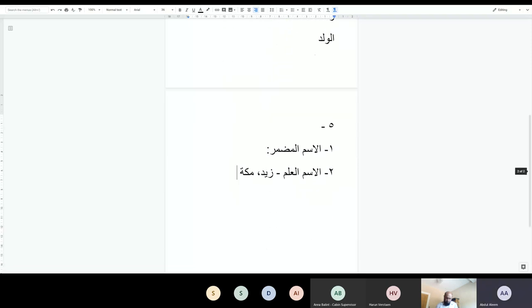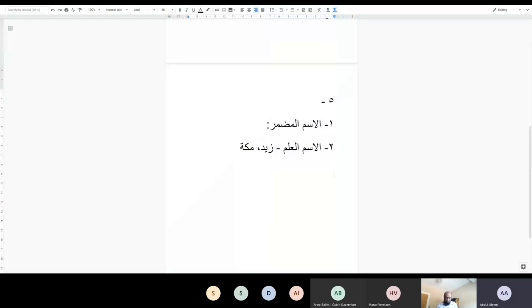Any proper name, it is ma'rifah. Now, then we have al-ism al-mubham. By ism al-mubham, we mean two things. We mean al-ism al-ishara, and ism al-mawsul. Ism al-ishara, like hadihi, hada, haula, and ism al-mawsul, like alladhi.